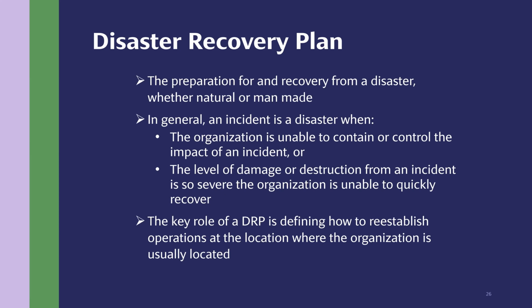The level of damage or destruction from an incident is so severe that the organization is unable to quickly recover. So the role of our DRP is defining how to reestablish operations at the location where the organization is usually located. I told you this in the beginning: if the impact is high, we are going to move from IRP to DRP and try to resolve this. The whole disaster recovery plan is going to be done at the primary site, where the entire organization is.